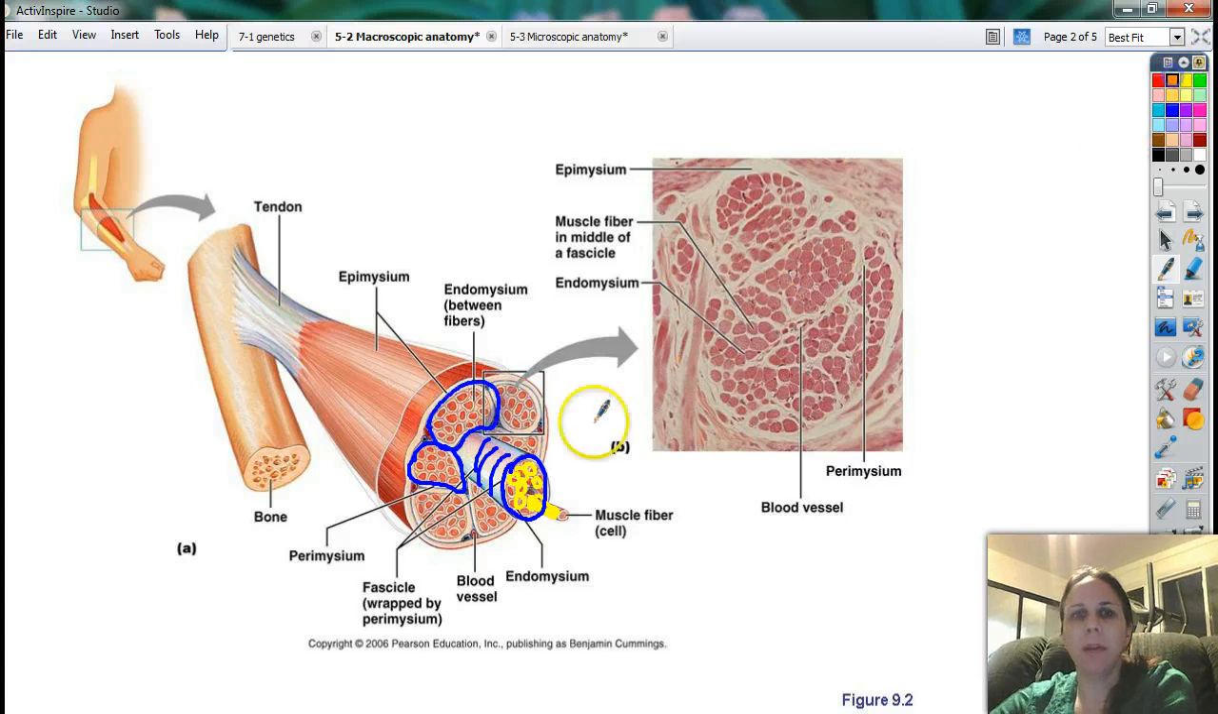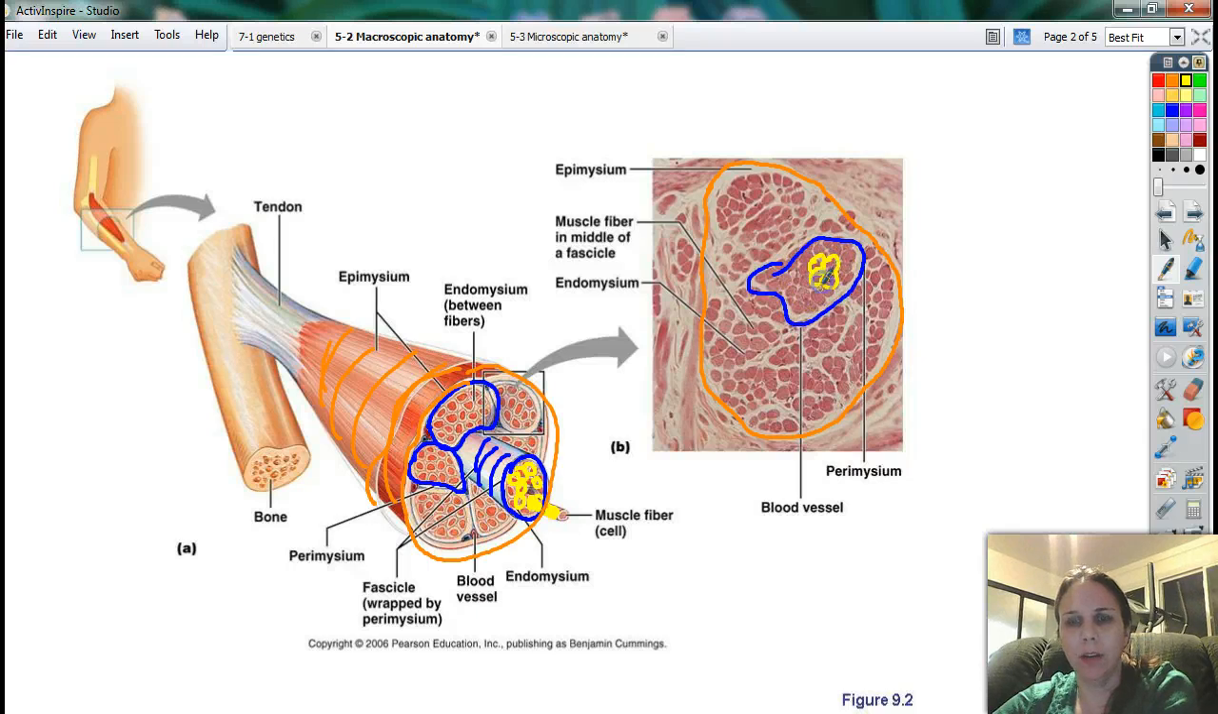And then we have the epimysium, which goes around the whole entire thing and wraps and holds together the whole muscle. So on this cross section over here, we've got the orange, the epimysium, the blue, which is the perimysium, and then the yellow, which is the endomysium. And those are all your mysiums.